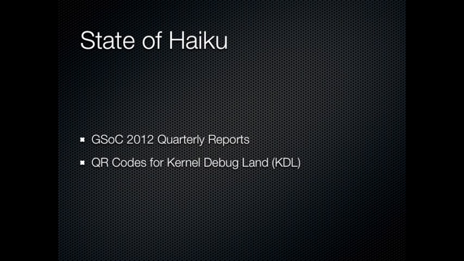In July, Michael Lotz returned after a few months off, and he came back with quite an interesting idea, and that was generating QR codes for Kernel Debug Land for submitting crashes. So the idea is to simplify the process of capturing this KDL information displayed on it without having to, say, write it down or take a photo of it. You'll be able to submit it as a QR code, and that's pretty cool.